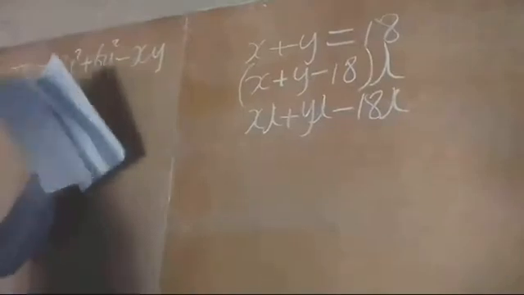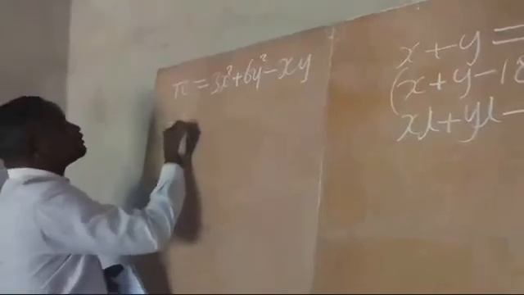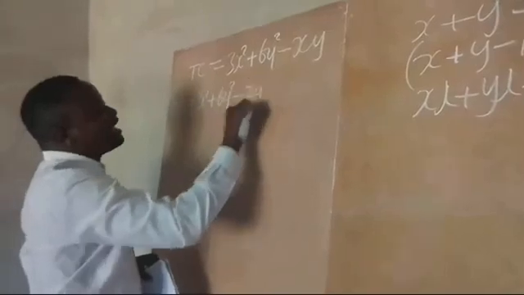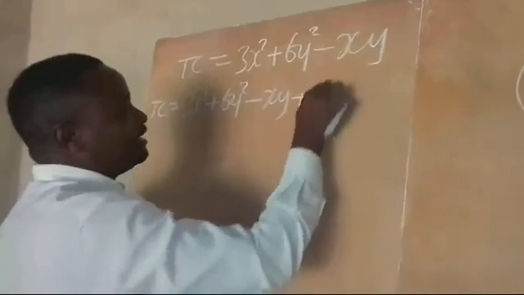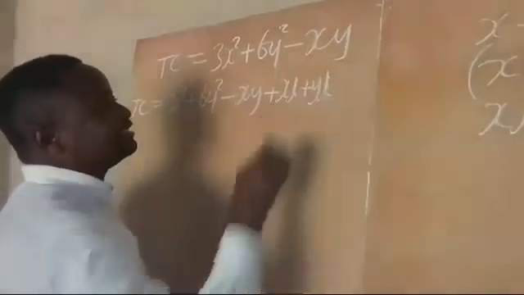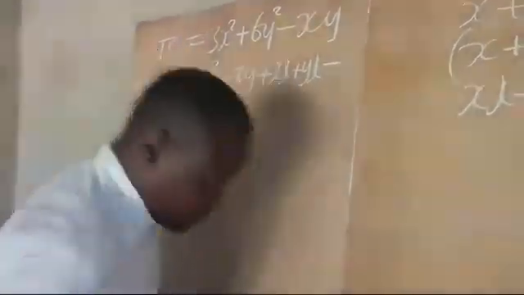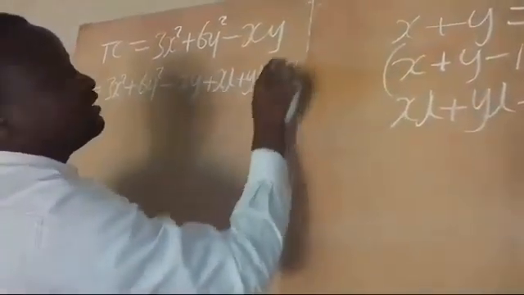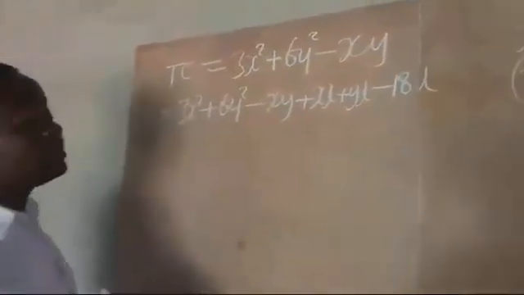We are going to add it to this equation. So it will be like this. Total cost TC is equal to 3x squared plus 6y squared minus xy, then plus, that's our equation, x lambda plus y lambda, then minus 18 lambda. So that will be our new function, our total cost function.